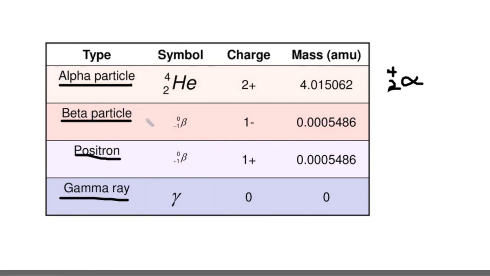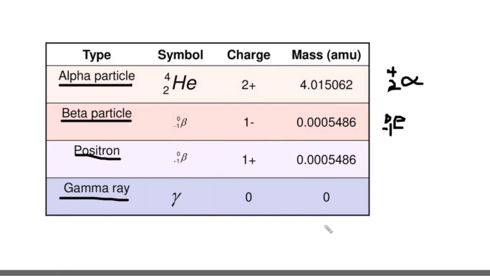Beta particles are essentially fast-moving electrons, and they're written as a beta symbol with 0 over -1. They can also be written as an e with 0 over -1. And again, from reviewing before, we know that the beta's mass is around 0 and its atomic number is -1.